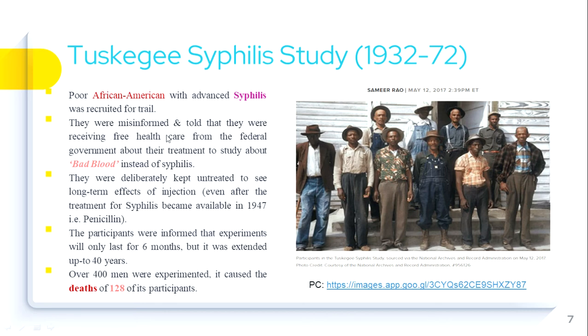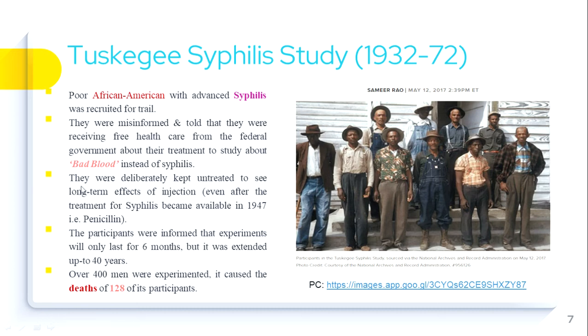The researchers, the doctors who were researching, actually knew that they were suffering from syphilis. But instead of telling them about their condition and the consequences, they misinformed them, and they didn't tell them that they were suffering from syphilis. Instead, they said that they were suffering from bad blood. This advanced level of syphilis, in extreme cases, can lead to damage of the central nervous system, such as the brain, and it can even damage the nerves.